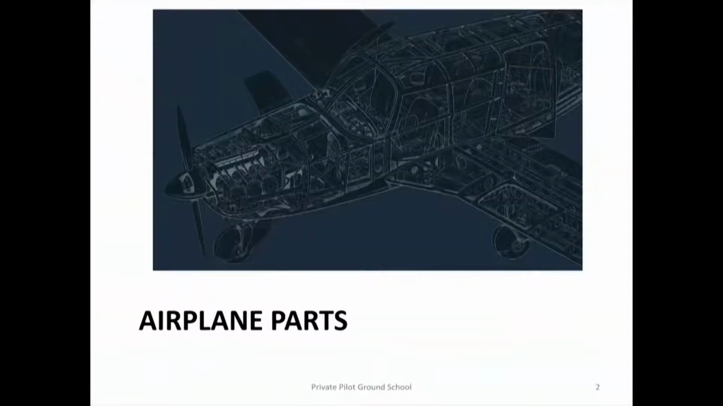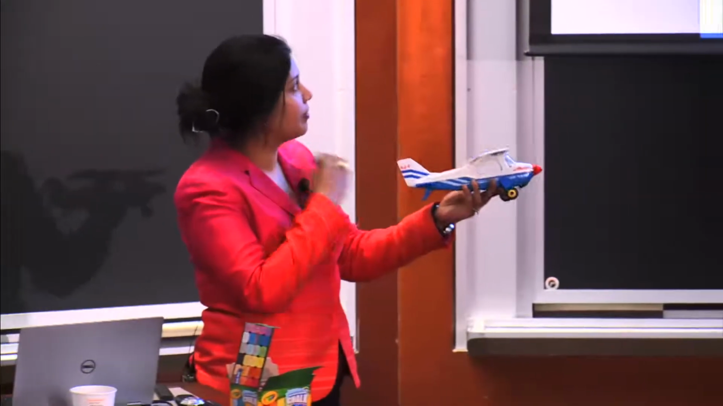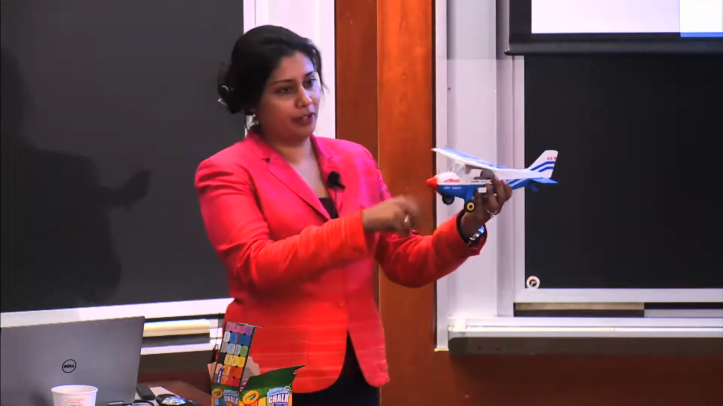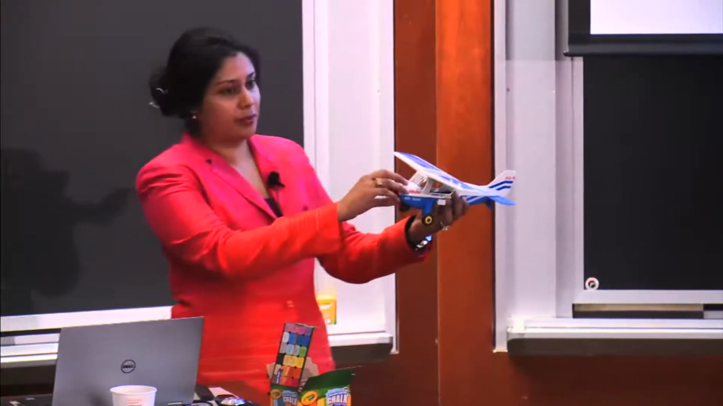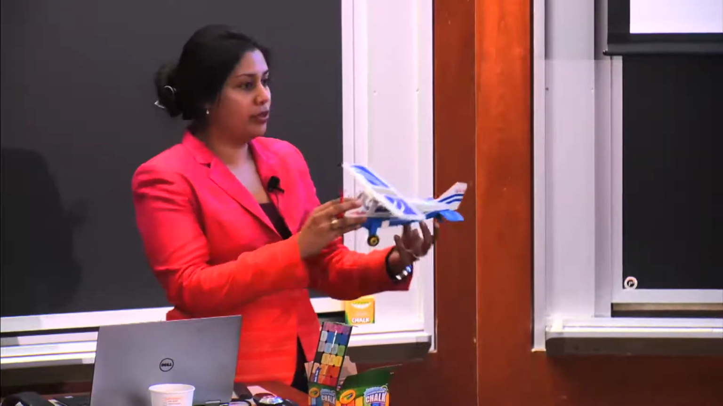So just so that we have a common vocabulary with which to discuss, we're going to talk a little bit about airplane parts. Here in my little model airplane, you can see that at the front you have your propeller, and the engine and the propeller in this little plane are up here at the front. Who knows what a fuselage is?